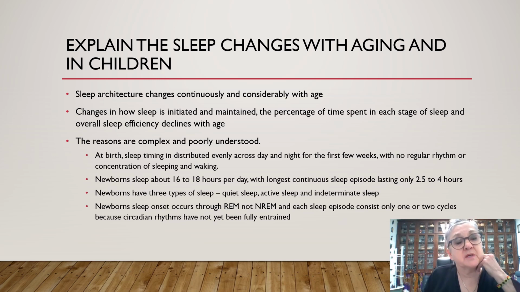The reasons are complex and poorly understood, but let's go through them. At birth, sleep timing is distributed evenly across the day and night for the first few weeks, with no regular rhythm or concentration of sleeping or waking. Newborns sleep about 16 to 18 hours per day, with the longest continuous sleep episodes lasting 2.5 to 4 hours. Newborns have 3 types of sleep: quiet sleep, active sleep, and intermittent sleep. Newborn sleep onset occurs through REM, not non-REM, and each sleep episode consists of only 1 or 2 cycles because the circadian rhythm has not been fully developed.